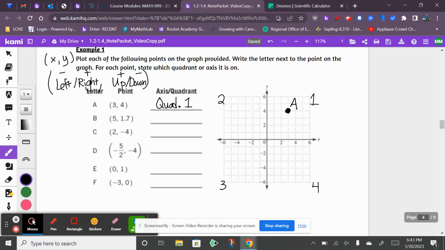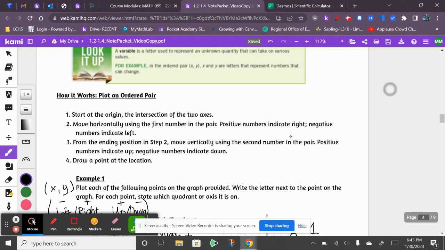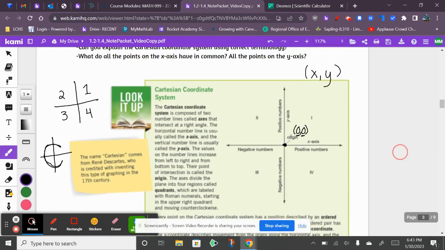One other thing that I do want us to do here is go back to this visual right here and list a few other things that are special about these specific places. In quadrant 1, your x and your y value will both be positive.